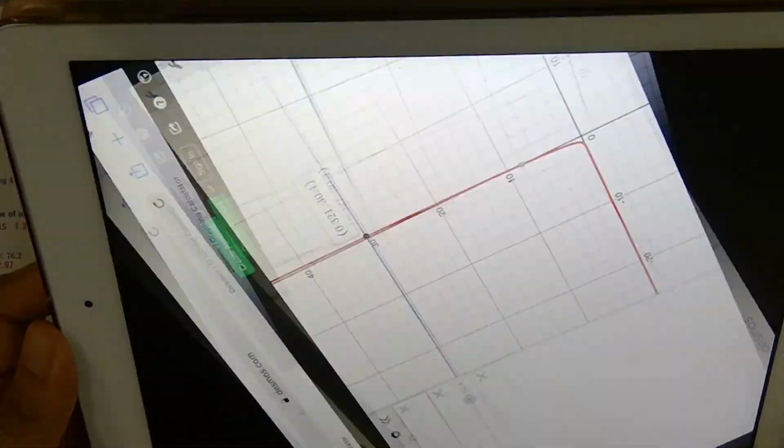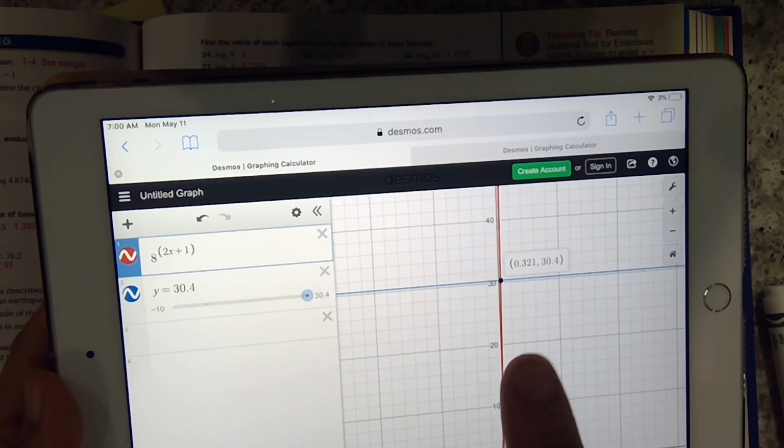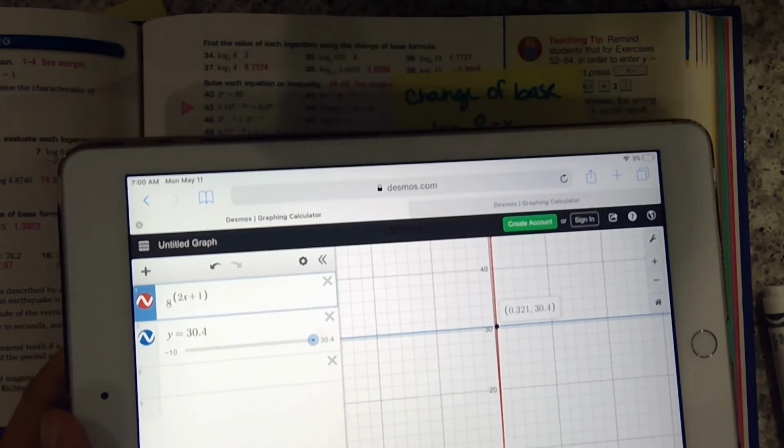So play around with the same rules as last time, and then use your Desmos to kind of see what that graph looks like, how it changes. But it's the same as those other functions.